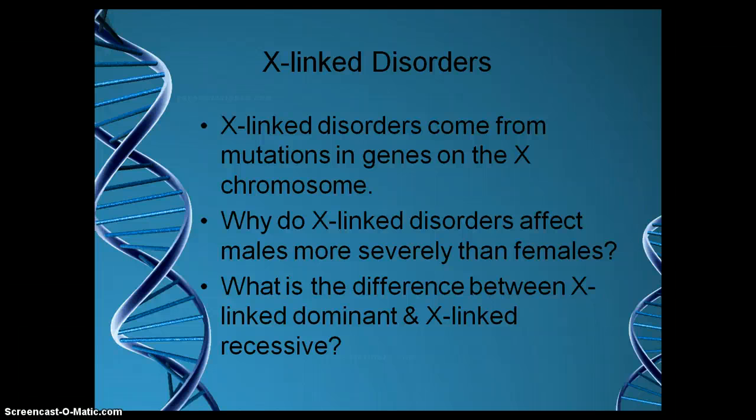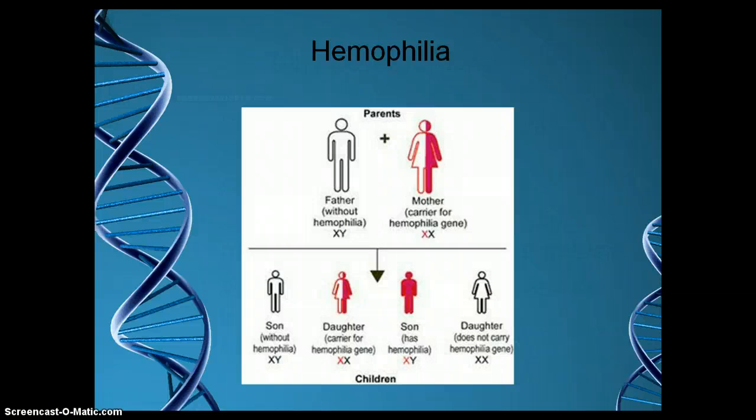And again, just so you understand, the difference between X-linked dominant and X-linked recessive is that if both parents are carriers, one male child will be affected. A male and female could be carriers, and then you'll have a female that's completely unaffected.